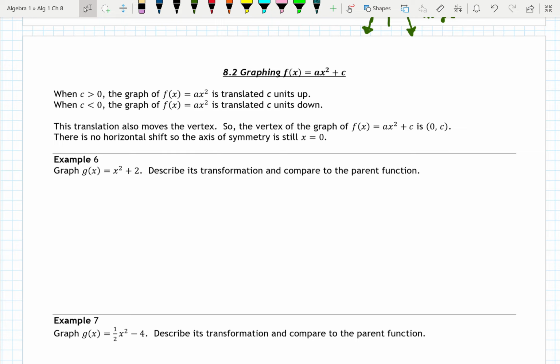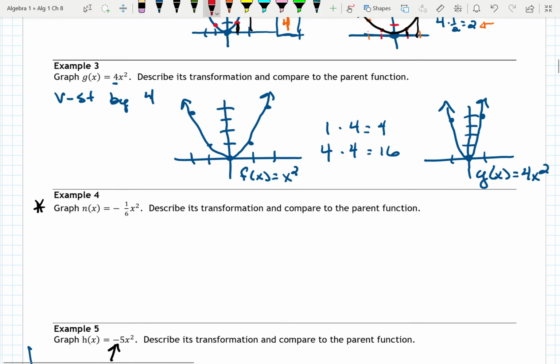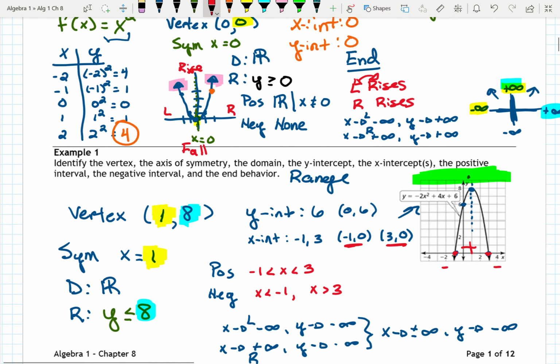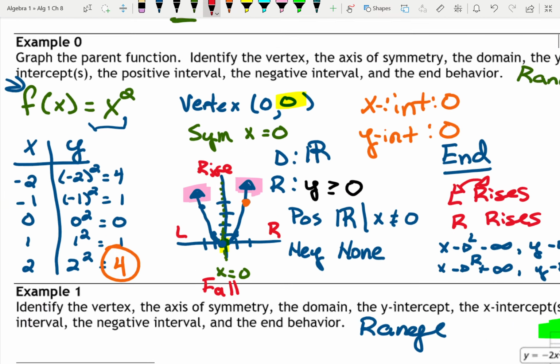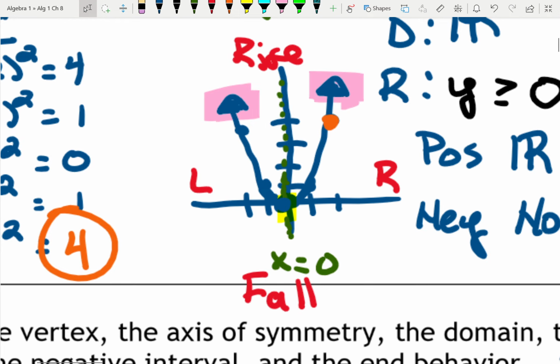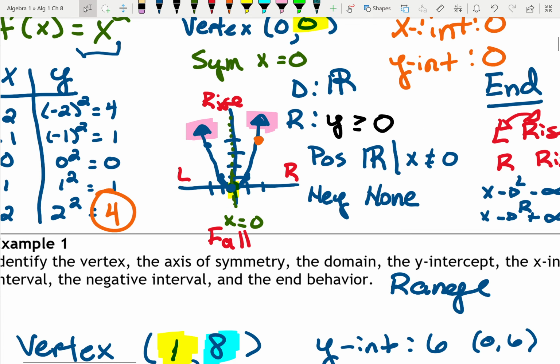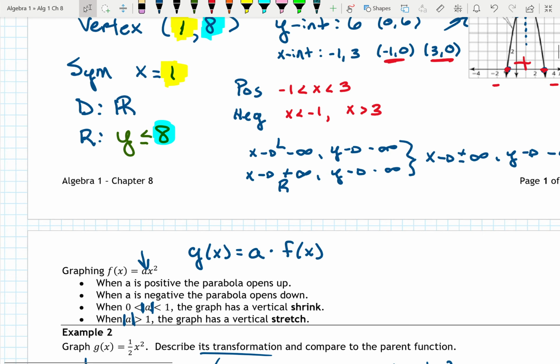All right, this time around we are looking at 8.2, graphing ax squared plus c. So again, like yesterday, like in these problems here, we really want to remember our parent function that's right here. And we're still going to use those numbers 1 and 4. Let's look and see somewhere that I wrote that out nicely.